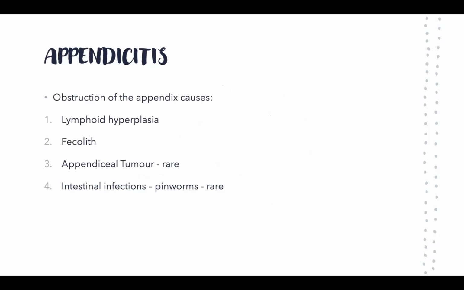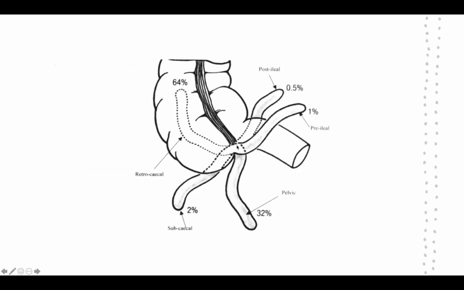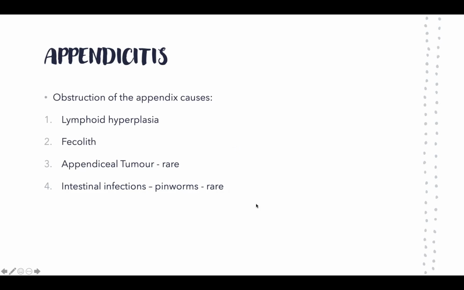The most common cause is lymphoid hyperplasia. This commonly occurs during adolescence and can also occur in response to viral infections in the body. A fecalith, so this is from stool, a little piece of stool can get in and trap the appendix and cause it to become inflamed. Rare causes are appendiceal tumors and even intestinal infections such as pinworms.